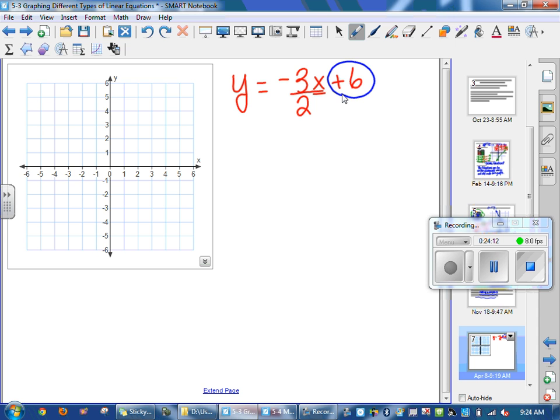2 to the right. It always moves to the right. Okay, so I'm going to go 2 right. What does that negative 3 tell me to do? 3 down. So my pattern is 2 right, 3 down. 2 right, 3 down. And then I join my points.